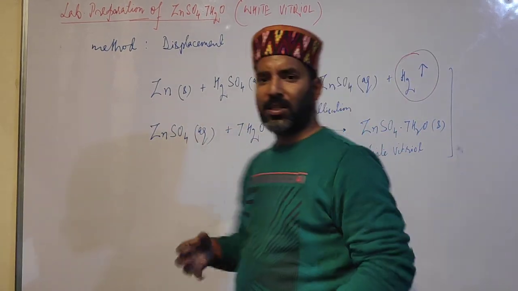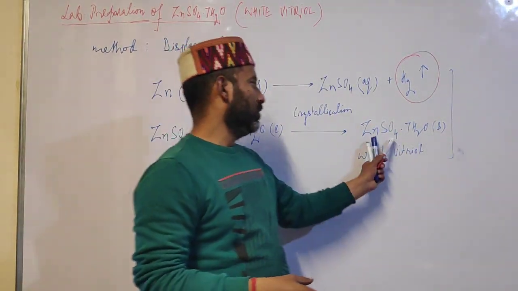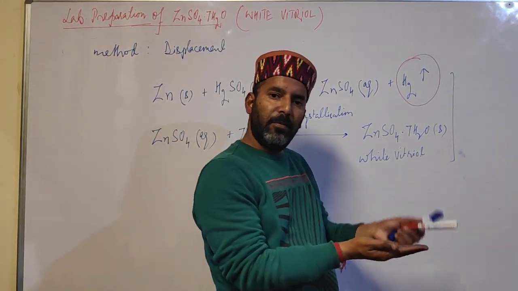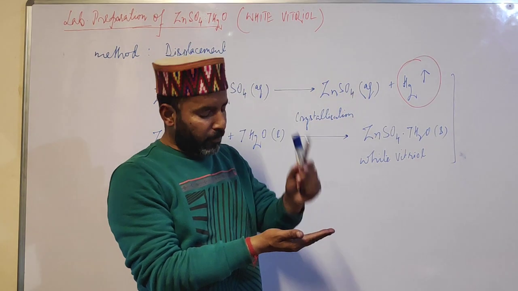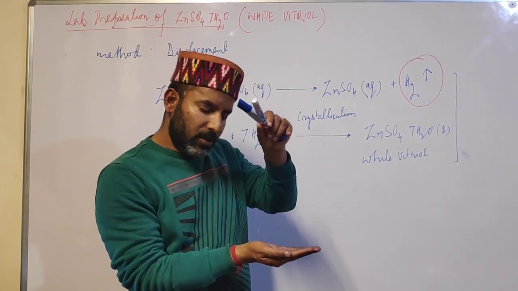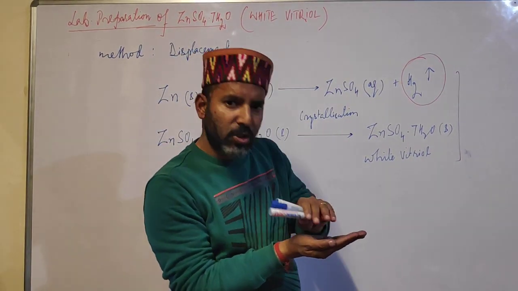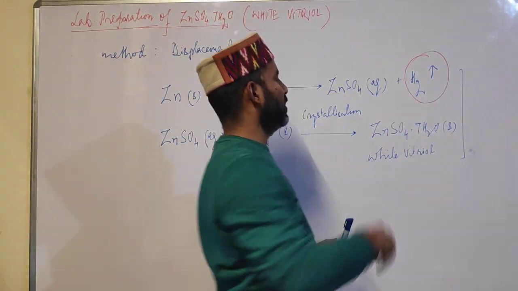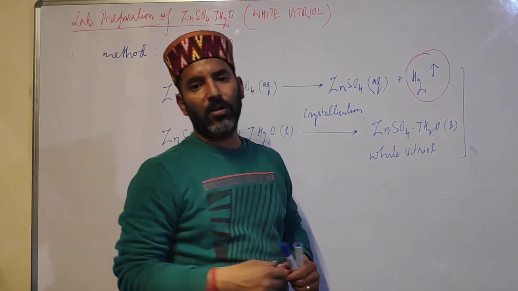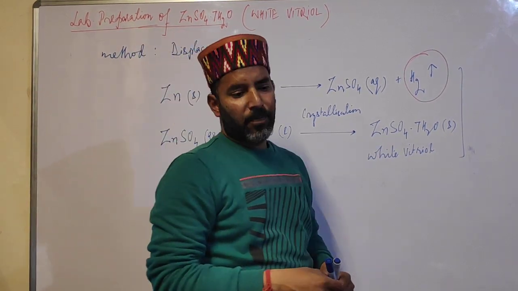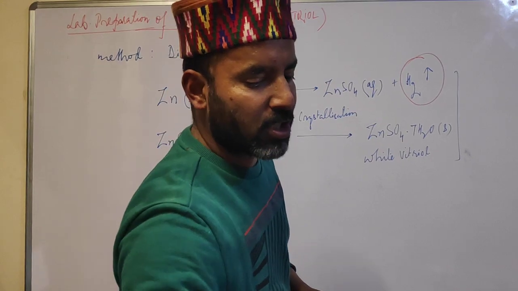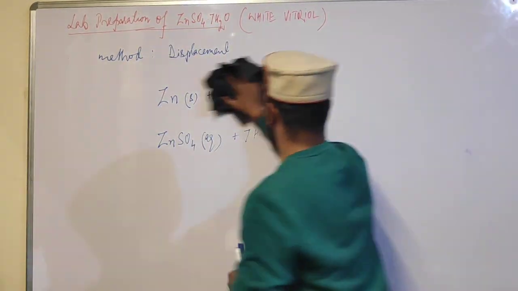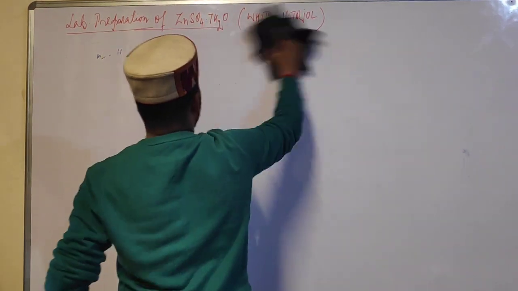Now these crystals are then filtered off from the solution. Then we place them between folds of filter paper, and then we press the filter paper gently so as to remove water, and we get white colored white vitriol crystals. Now students, ferrous sulfate crystals are also prepared similarly. Ferrous sulfate crystals can be prepared by a similar method.